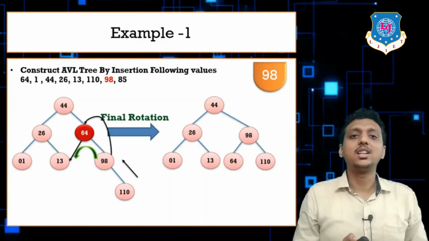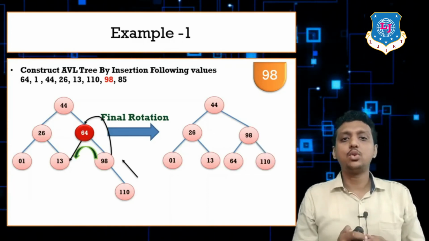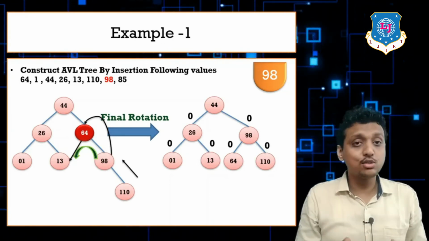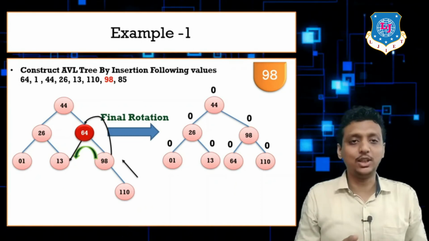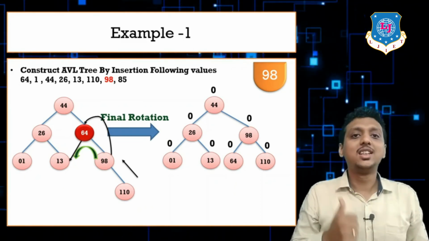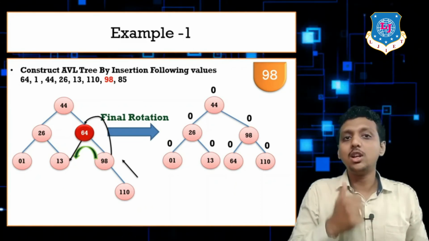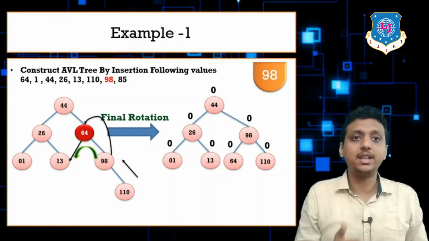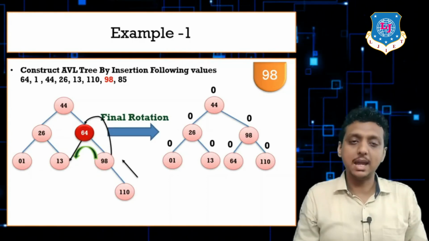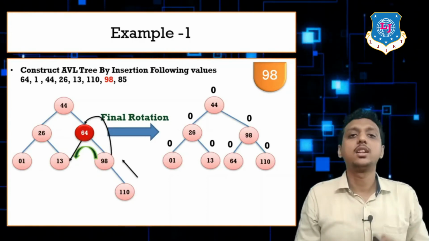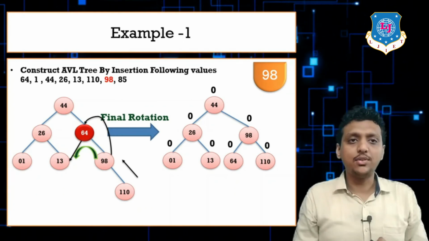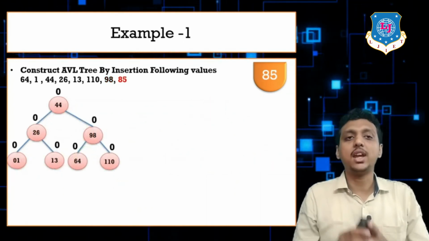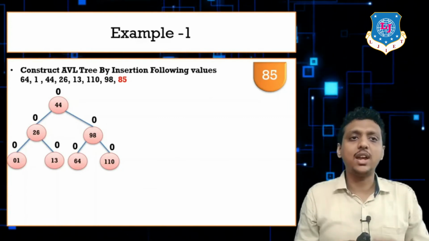Now let's write the balancing factors. All leaf nodes contain balancing factor 0, then 98 and 26 also 0, 44 is also 0. If you check, this tree becomes our full binary tree. If you read the definition of a full binary tree, then this is our full binary tree. Fine. Now, is there any value left for insertion? Yes, we have 85 with us. Okay, fine. So let's begin 85 insertion.